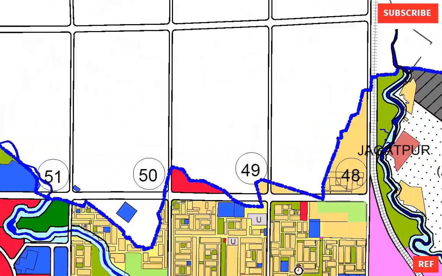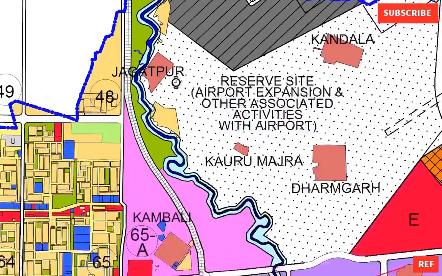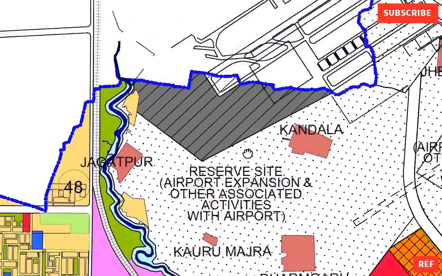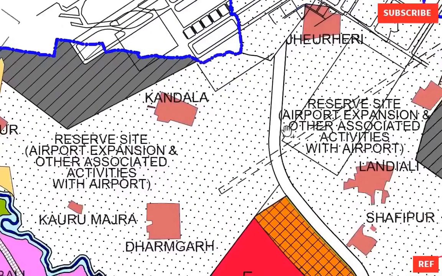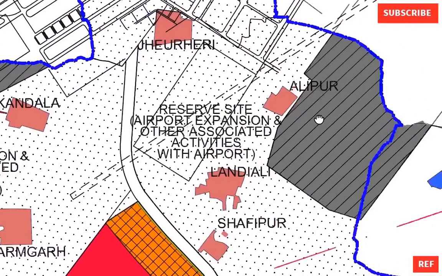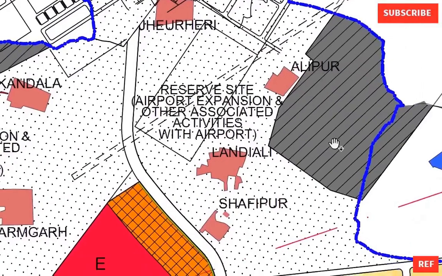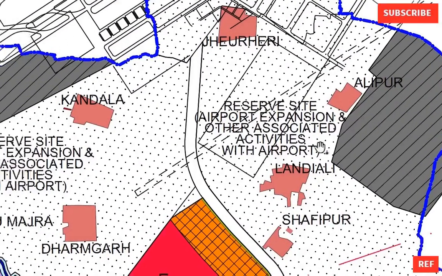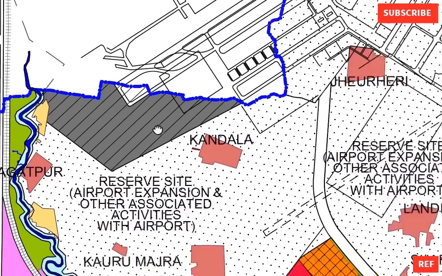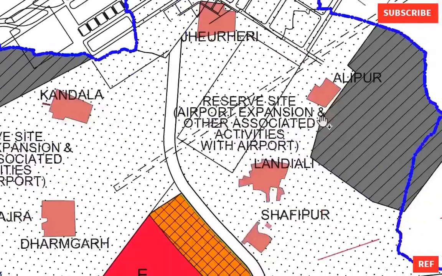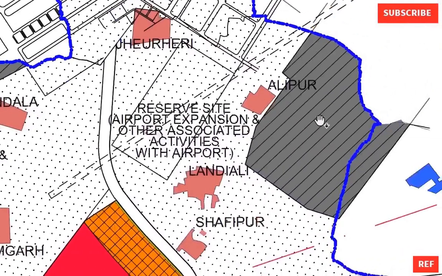We have got Chandigarh International Airport, or some people say Mohali International Airport, near Aerocity in Mohali. We are seeing this grey colored area with black lines in between. This represents the reserved site for airport and related activities to be developed as per airport authority norms.